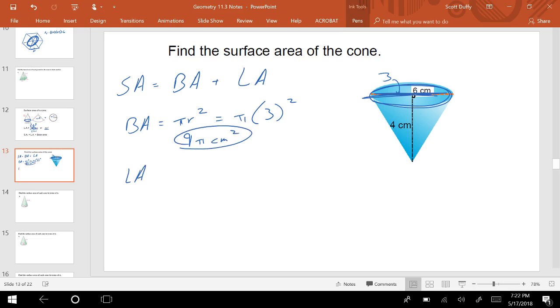The lateral area. If I were to draw this out, I would fold the circle up and the lateral area down. It's going to look like this. I already did the math for the area of this circle with a radius of 3. And now I need to do pi times the radius times the slant height.